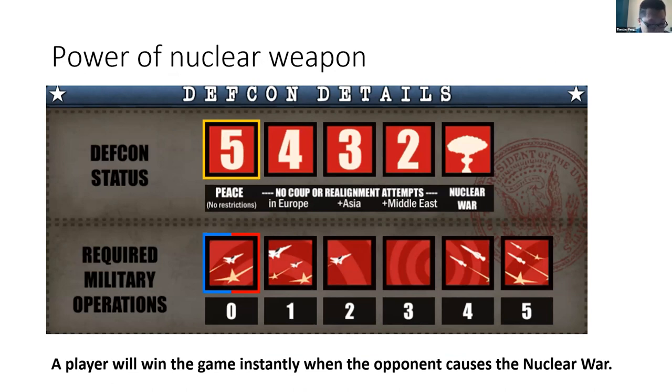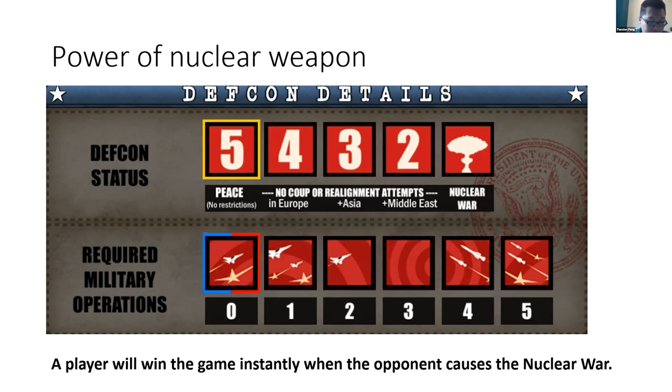In Twilight Struggle, the status of the nuclear crisis is indicated by the DEFCON level. You can see the DEFCON details. In real history, this is the strategic readiness goal used by the US military. The goal is divided into five levels. DEFCON 5 stands for peace, no restrictions. And then from peace to war, the restrictions will be more and more. And the worst, DEFCON 1, means nuclear war is imminent or has already started. It's horrible. However, this is a historical game, after all, not a science fiction game.